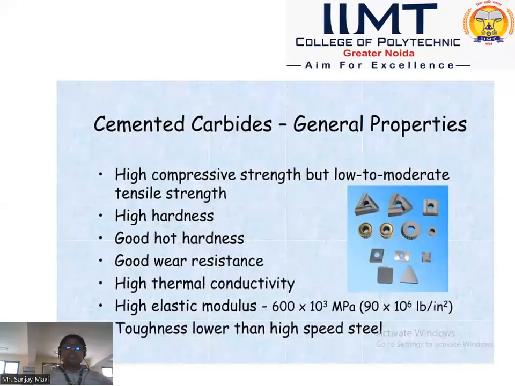Next is cemented carbide, which is a material that has high hardness at high temperatures. It is also called good hardness. It has very good wear resistance. It has high thermal conductivity and toughness lower than high speed steel.